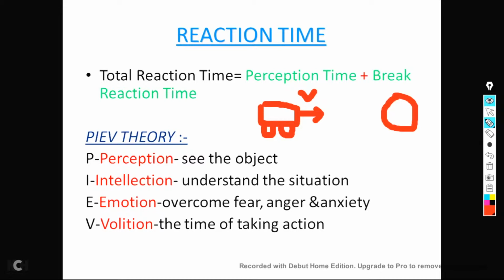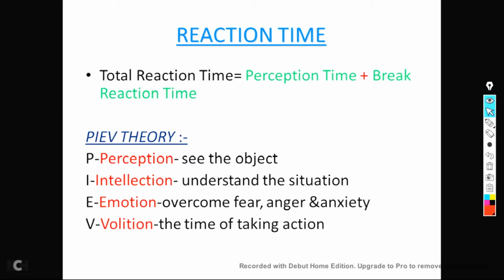After seeing the object, suppose this is the time at which the driver sees the object, and this is the next time at which the driver takes the action, that means pressing the brake. This time duration is known as reaction time. The reaction time does not mean that the car will come to zero velocity. This is before taking any kind of action. The total reaction time can be classified into two parts: perception time plus brake reaction time.